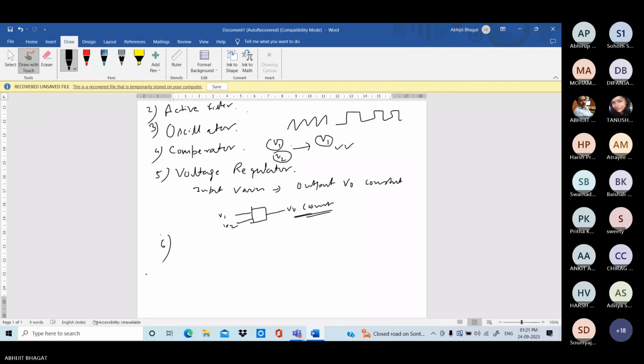Next is the analog to digital converter circuit.